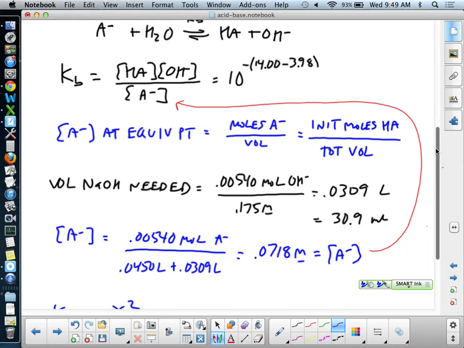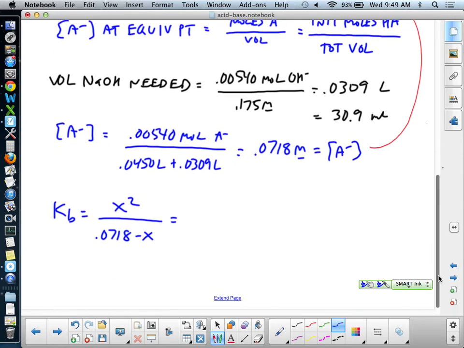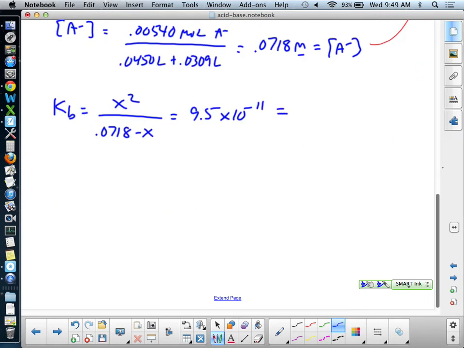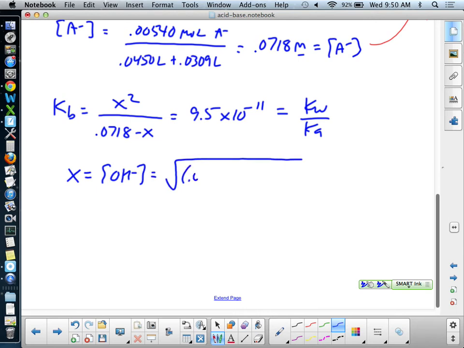Kb is much smaller than Ka. So in the approximation, it's 10 to the negative 10.02, which is 9.5 times 10 to the negative 11, which we got again as Kw over Ka. So now x is the hydroxide ion concentration. It's the square root of 0.0718 times 9.5 times 10 to the negative 11, which is equal to 2.6 times 10 to the negative 6.